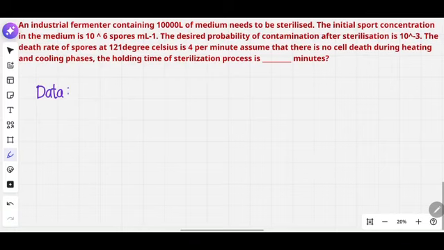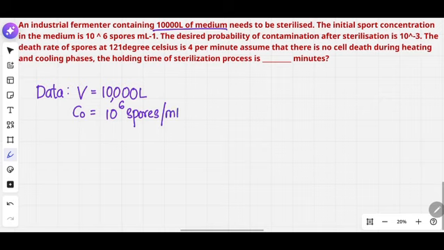The data they have given is, first, the volume of the medium, which is 10,000 liters. They have given us the initial spore concentration, which is 10 to the power of 6 spores per milliliter. They have given us NT. What is NT? NT is the target probability of contamination. That is 10 to the power of minus 3.